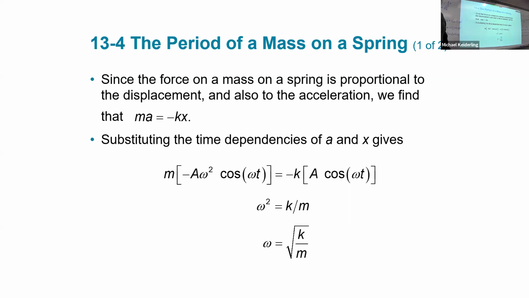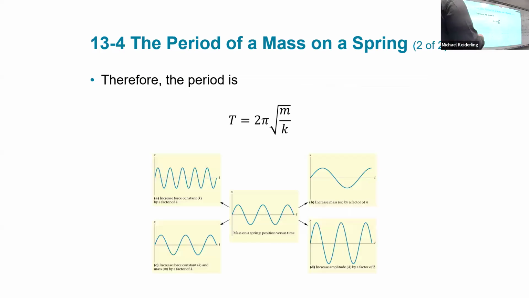Different values, or other values. So the period is 2 pi square root of mass over k, because it's 2 pi divided by omega. We increase the force constant, it'll oscillate faster. We increase the force constant and mass, it'll stay the same. We increase the mass, it'll oscillate slower. And if we increase the amplitude, it'll stay at the same frequency, but it'll be a bigger motion.